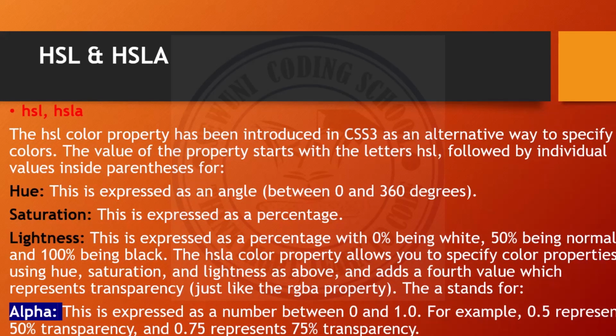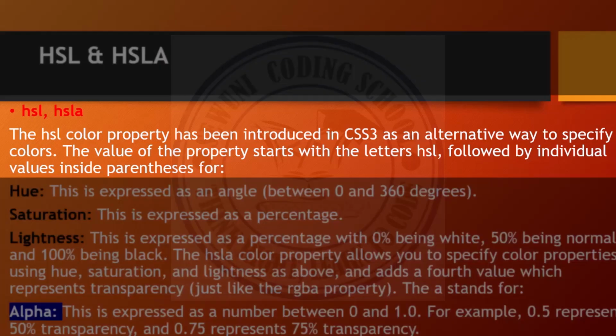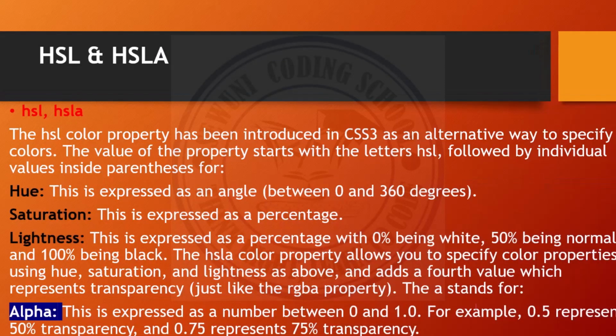Okay, I was explaining HSL, which is what? Hue, saturation, and then what? Lightness. So HSL and HSLA. In this case, the A becomes the alpha, just like we were explaining in the RGBA. The HSL color property has been introduced also in CSS3 as an alternative way to specify colors instead of using the RGBA or RGB or the hex code or the color name. The value of this property starts with the letters HSL followed by individual values inside parentheses.